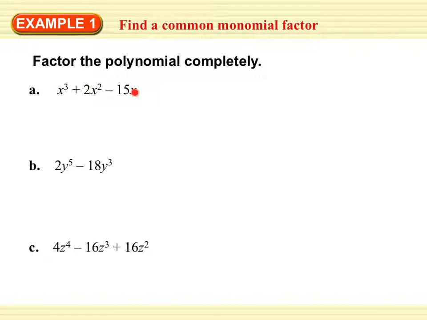I have a trinomial here. So I can find a common monomial factor to take out first. It looks like everything has an x to it, so I'm going to take out an x.